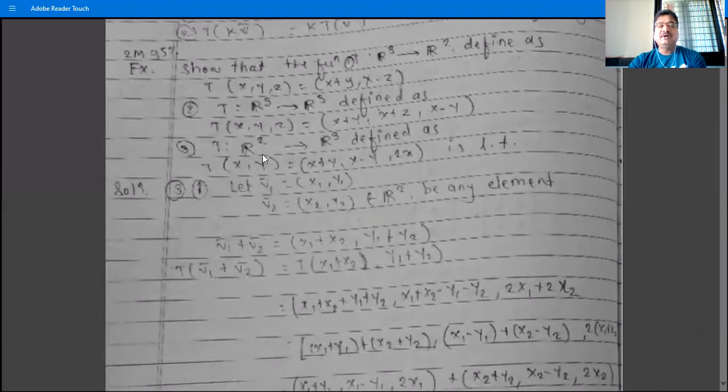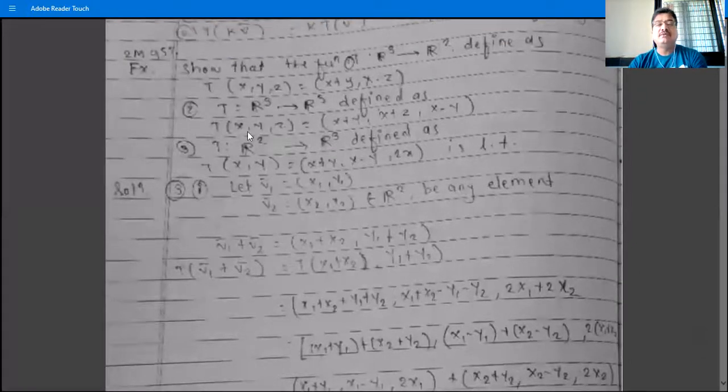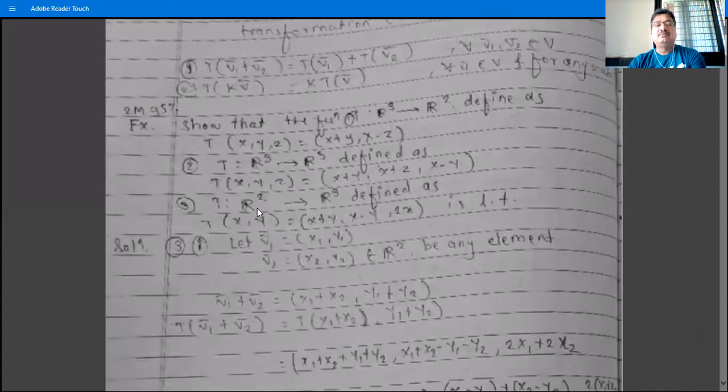This is the answer of the third. So T is from R square to R cube, defined as T(x,y) equal to (x plus y, x minus y, 2x). Obviously this ordered pair (x,y) is an element of R square, and (x plus y, x minus y, 2x) is an element of R cube. So we have to show the two properties for this example number 3, also for examples 1 and 2. So we have to take first two elements of R2, where R square is the domain.